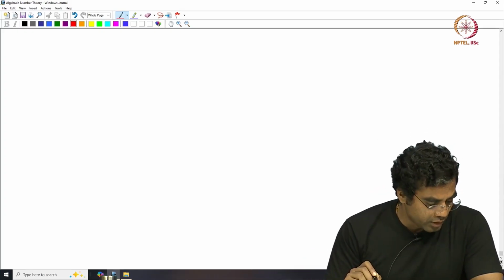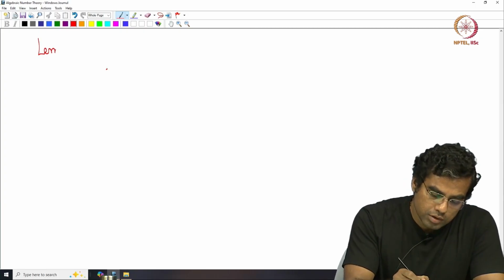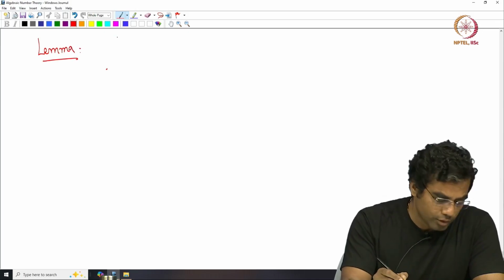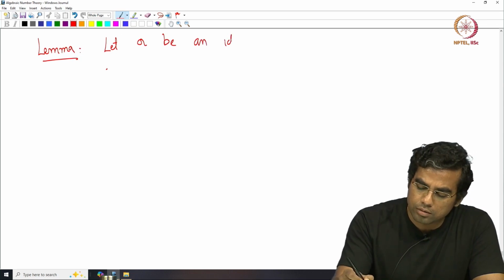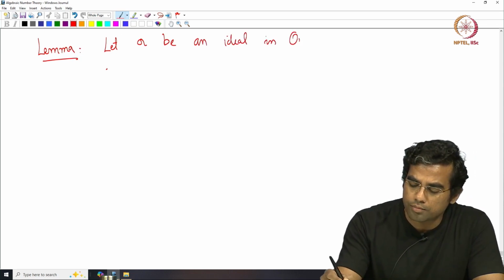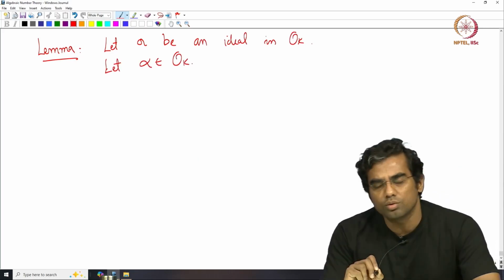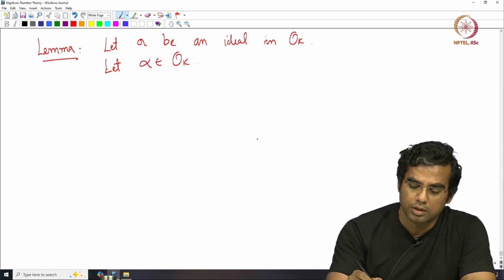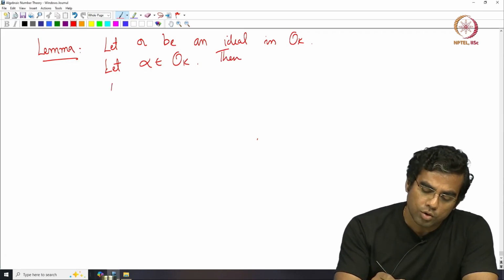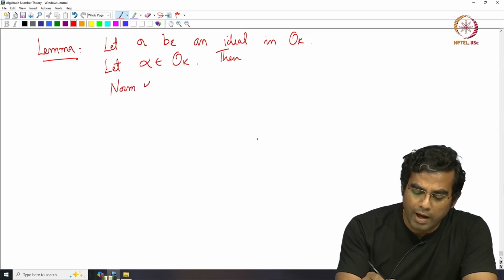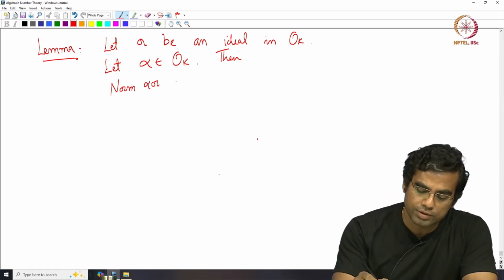So, we want to prove a bunch of things about this norm. The first one that we are going to prove is the following. Let A be an ideal in OK, let alpha be any element of OK. It could be 0. In that case the result is going to be very easy to prove. I can take the norm of the ideal alpha times A. Alpha times A is also an ideal, and I can take its norm.